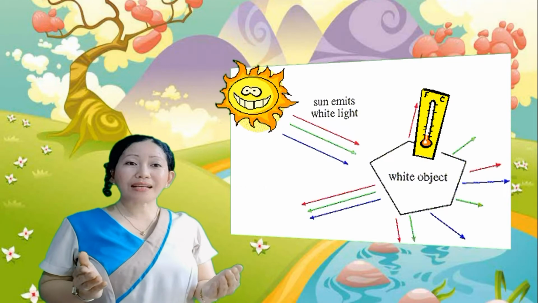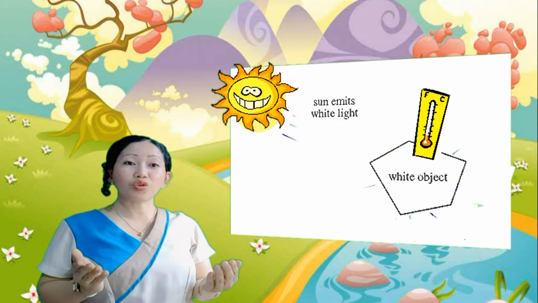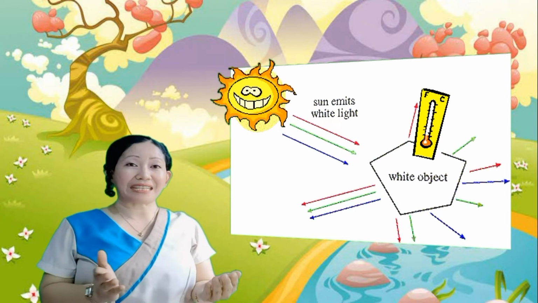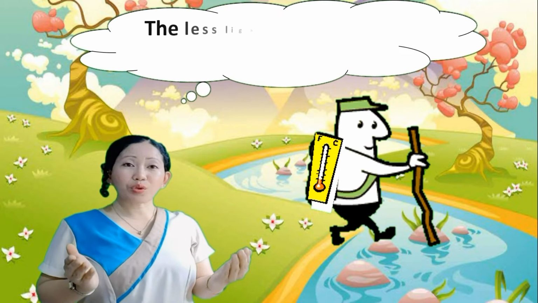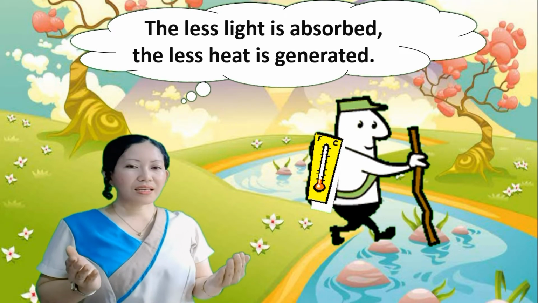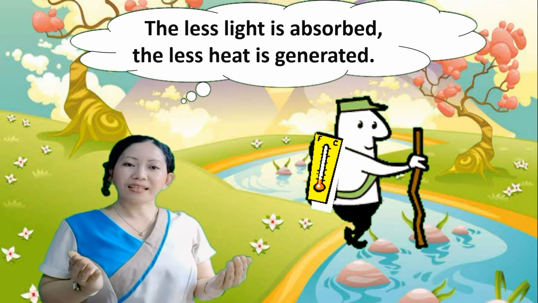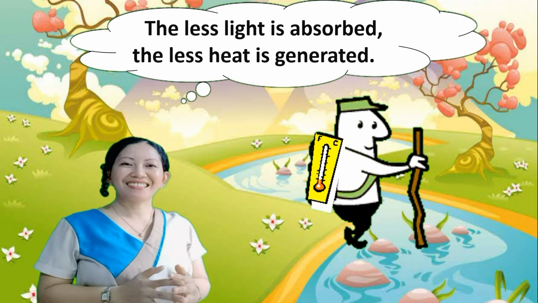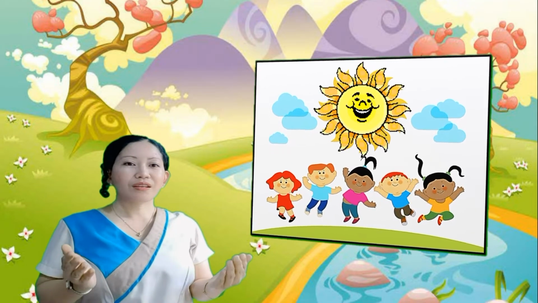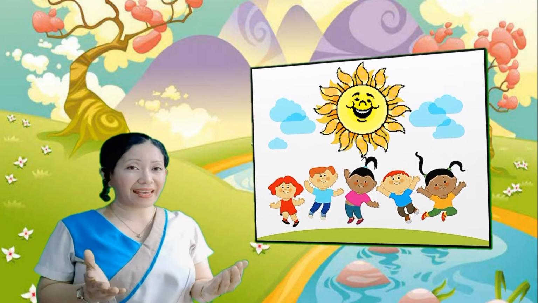A white object reflects all wavelengths of light. So, the light is not converted into heat and the temperature of the object does not increase noticeably. The less light is absorbed, the less heat is generated. So, during warm days, it is wise to wear white because it absorbs less heat and is more comfortable to wear. So, when the weather condition is warm, children should wear white or lighter colored shirts when playing.